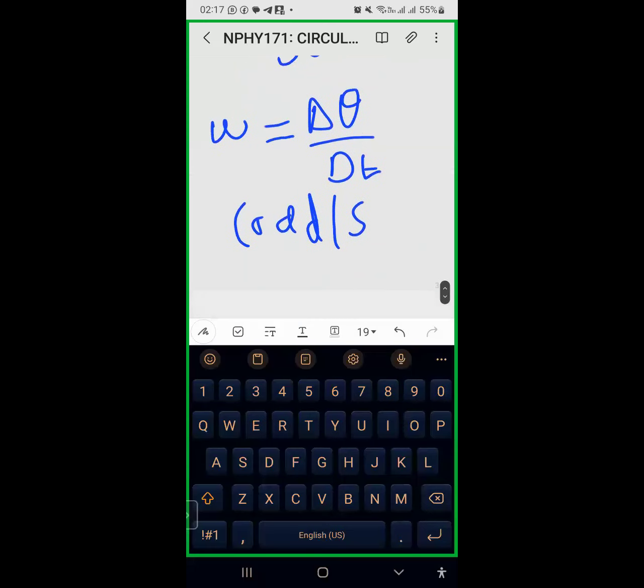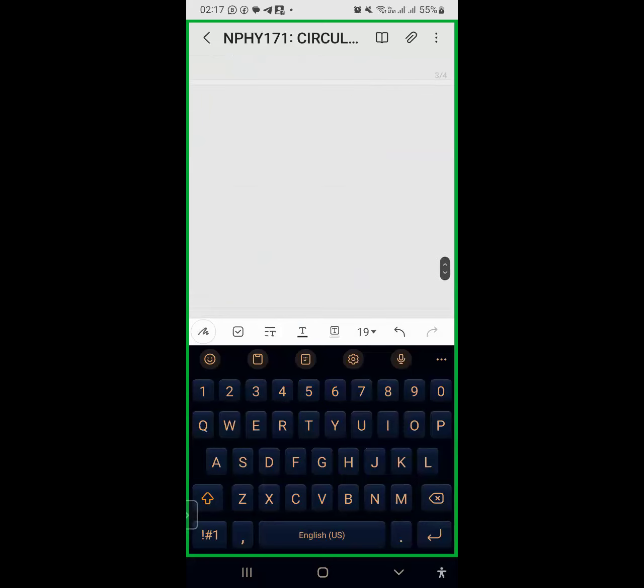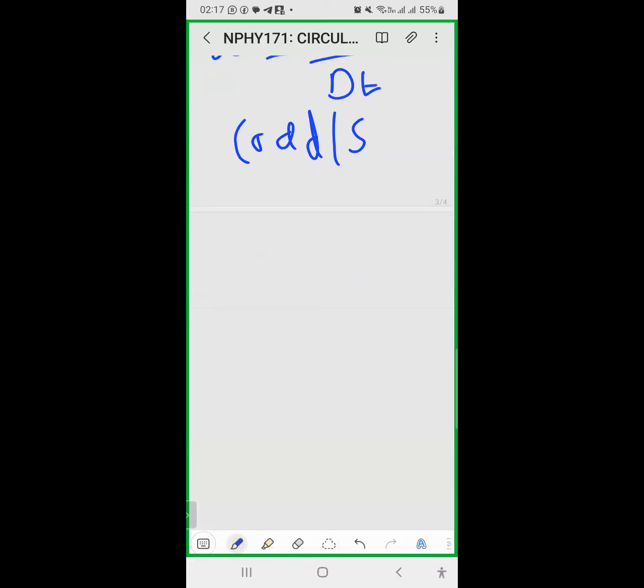Then we also have the angular acceleration, which is represented by the Greek letter alpha, and is defined as the rate of change of angular speed. So, change in angular speed over the change in time, and it is measured in radians per second squared.